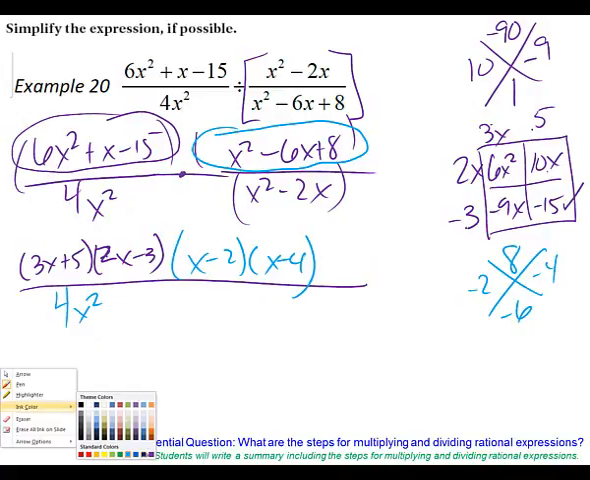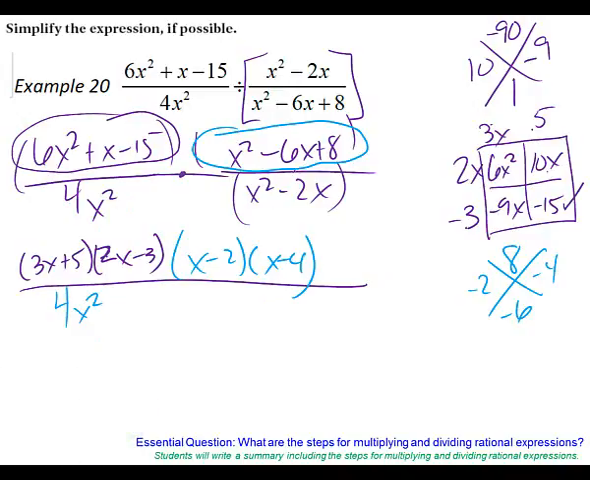What about this right here? What do I have to do to factor the x squared minus 2x? Take out an x. What's left behind? X minus 2. Good. All right, what cancels out? X minus 2.